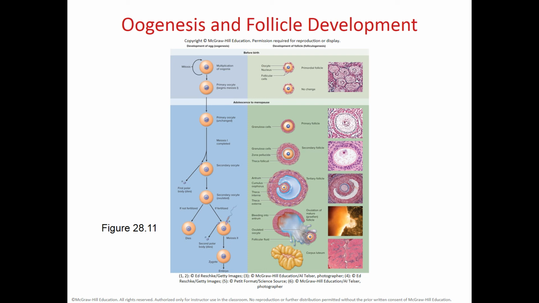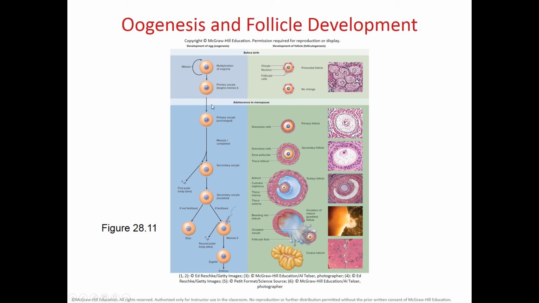So this is how oogenesis and follicle development happen. Before birth, you have mitosis of the oogonia, and then you form many oogonia, and then you arrest these cells in meiosis I into what we call primary oocytes. And in the ovaries, what you can see is these cells that look very similar in size and in structure.